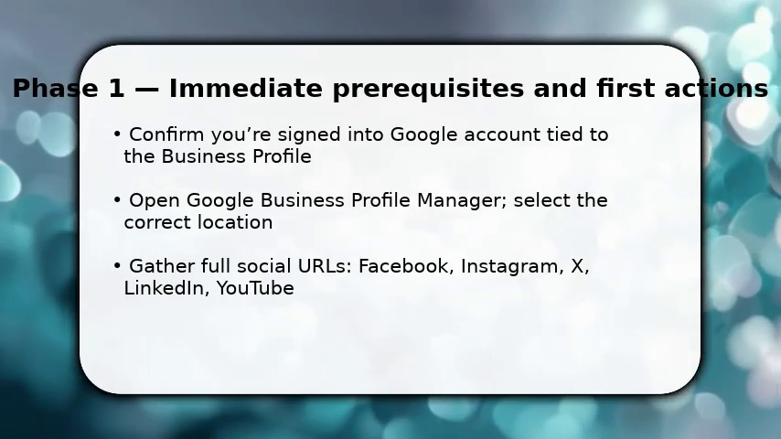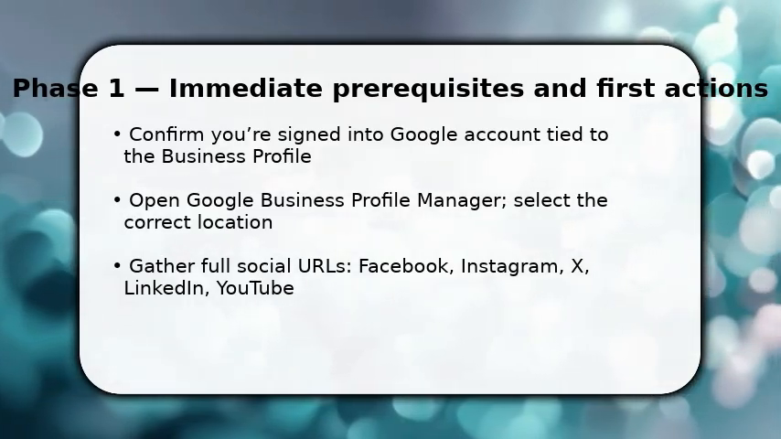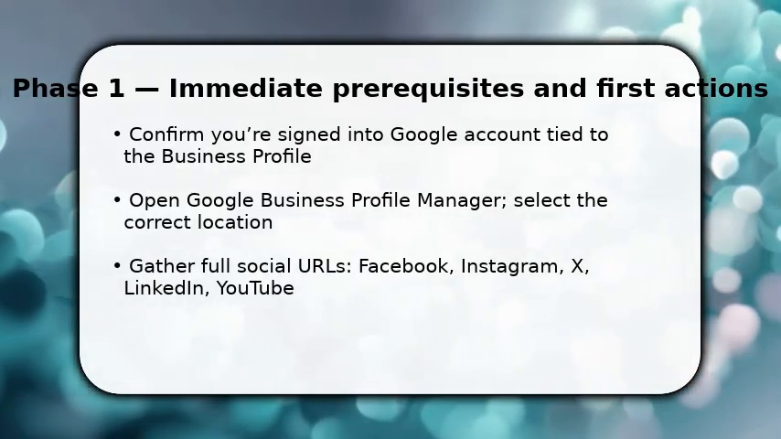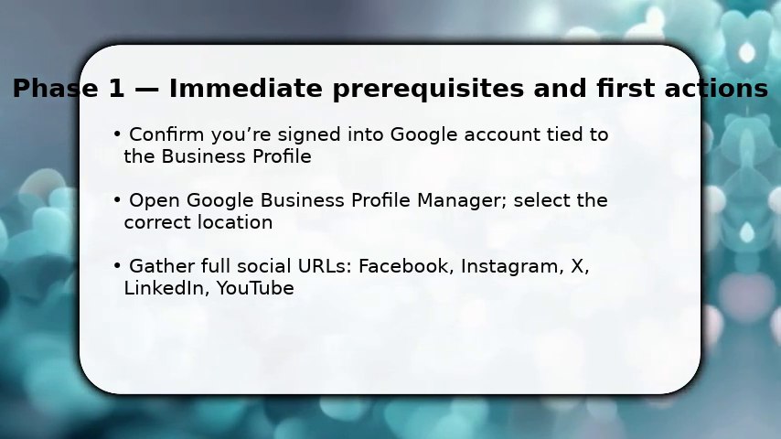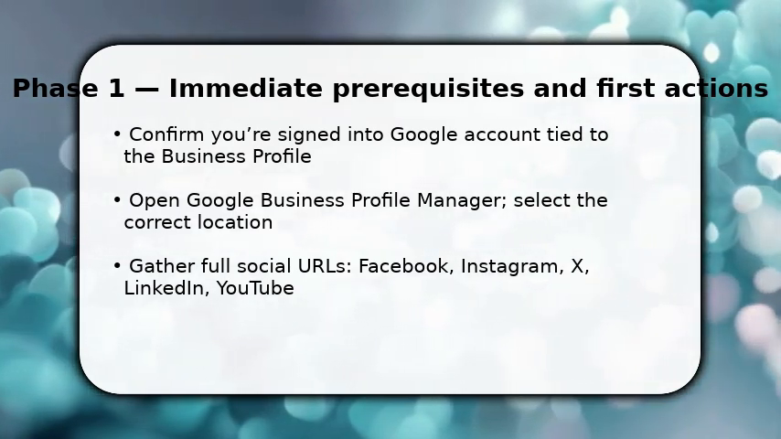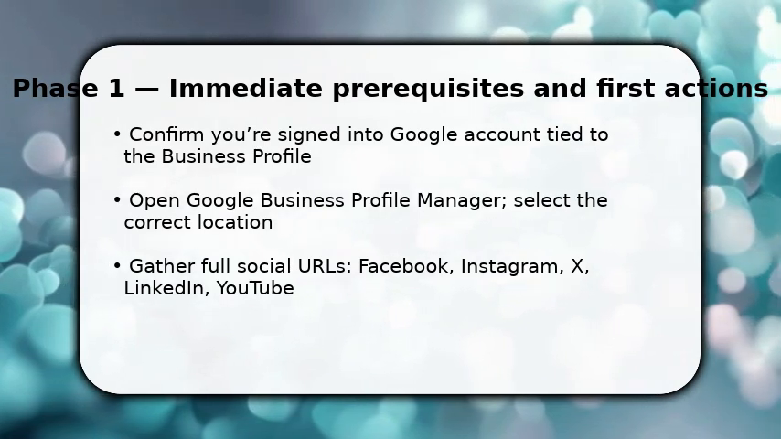You start by confirming you're signed into the Google account linked to your business profile. This prevents permission errors later. Once signed in, open Google Business Profile Manager and choose the exact location you'll edit.